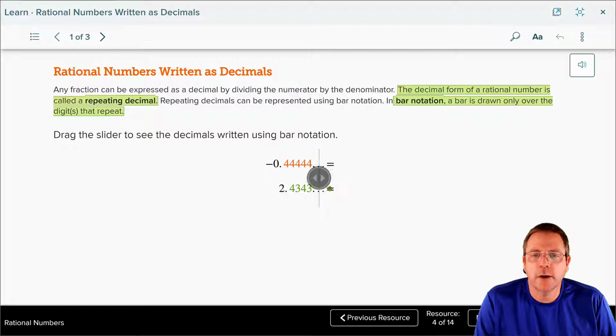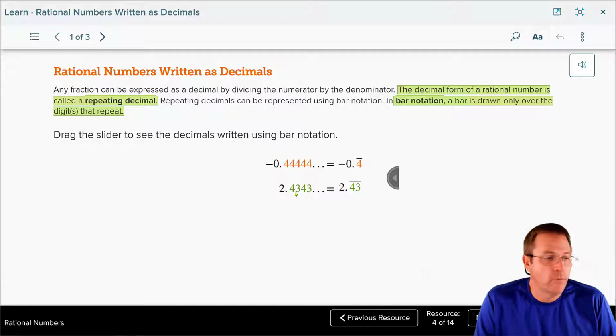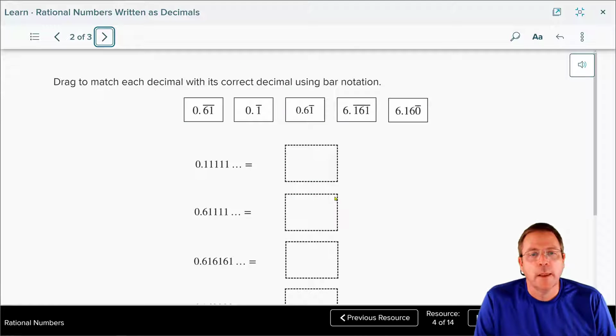So if we took the slider and come this way, that means that 0.44 repeating is going to just become 0.4 with a line over it, and then 2.4343 whatever repeating becomes 2.43 with a line over both the 4 and the 3. Now we get to drag and match each one of these up.